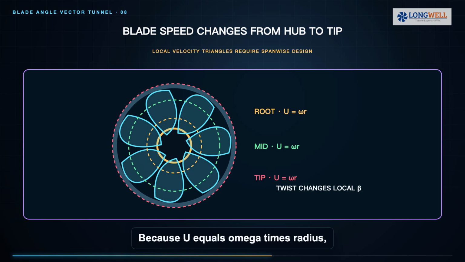Because U equals omega times radius, tangential speed is lower near the hub and higher near the tip. Axial velocity and swirl can also vary across the annulus. A twisted blade changes local beta from root to tip so each section approaches its intended angle of attack instead of forcing one angle everywhere.